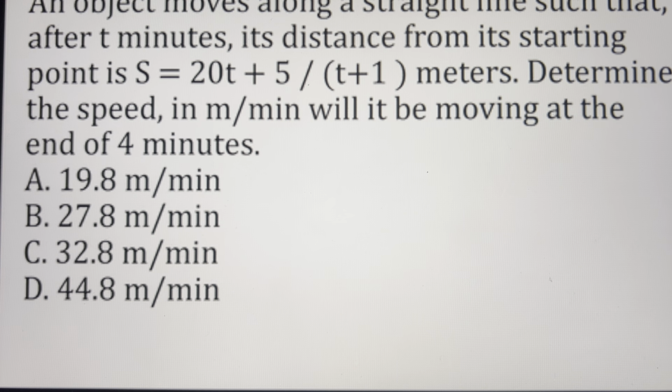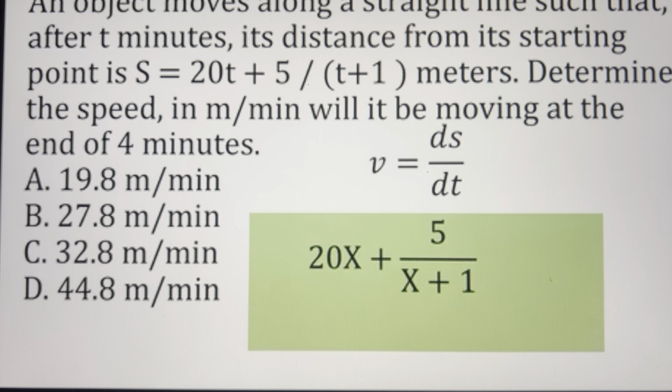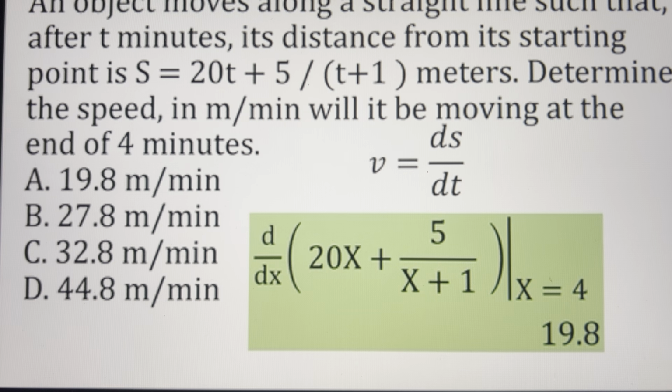The object moves along a straight line such that after t minutes, its distance from its starting point is s equal to 20t plus 5 over t plus 1 meters. Determine the speed in meters per minute it will be moving at the end of 4 minutes. So velocity is the first derivative of s with respect to time. We already have this equation, but change t into x, and then get the first derivative at x equals 4. So the answer will be 19.8.